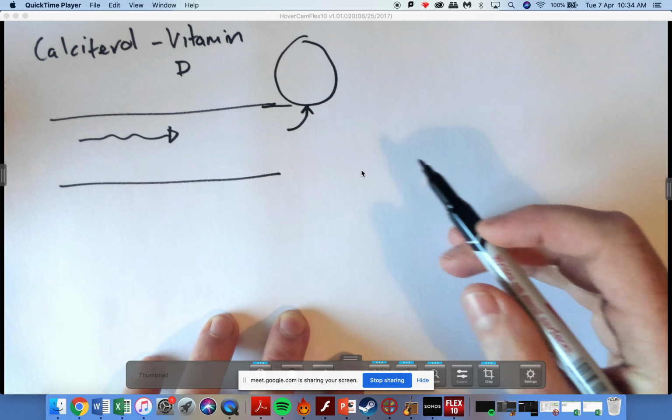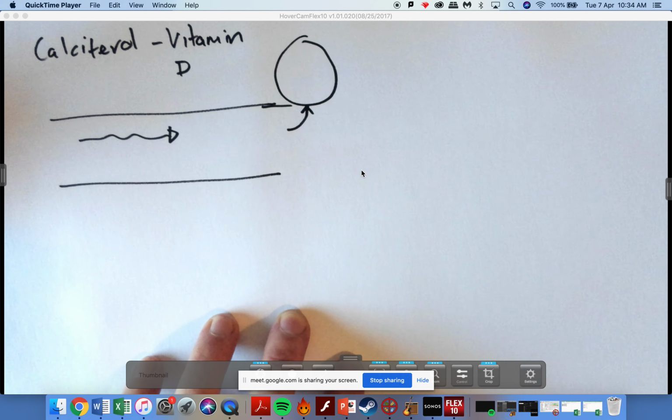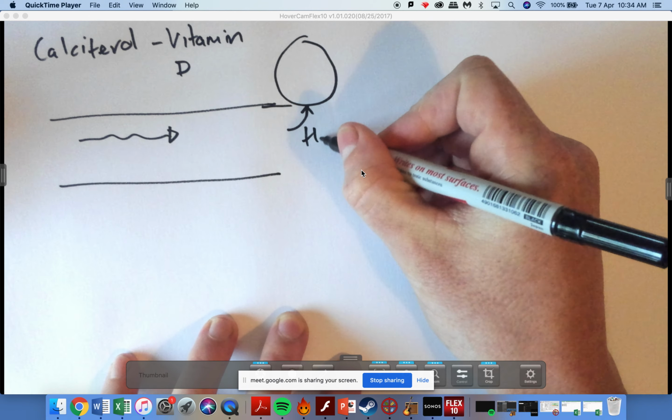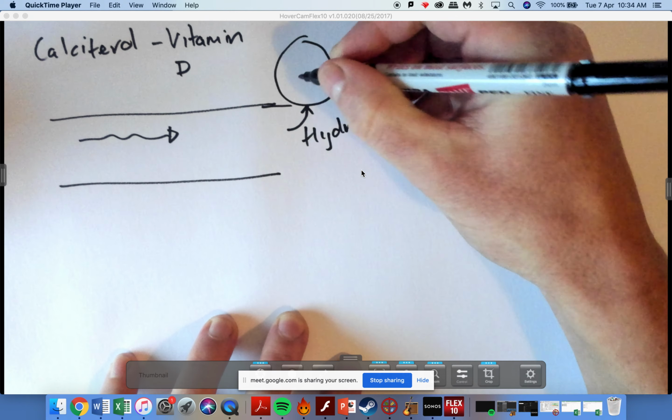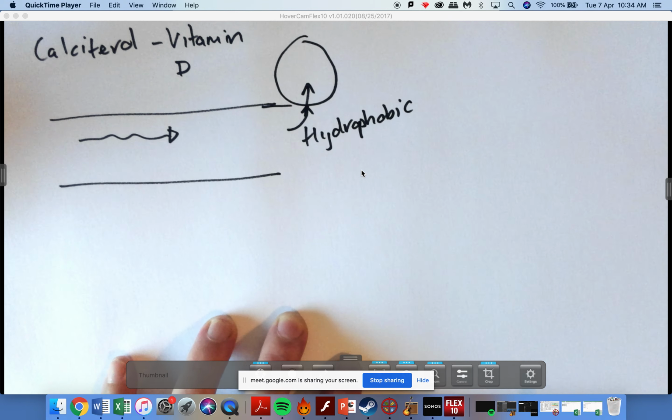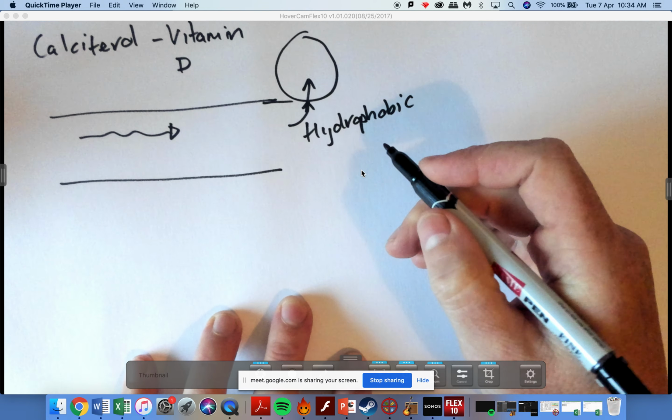Now, because calciferol is hydrophobic, it's going to be able to diffuse straight through. So it's going to diffuse into the cell.